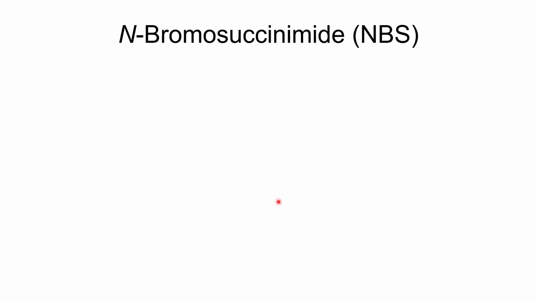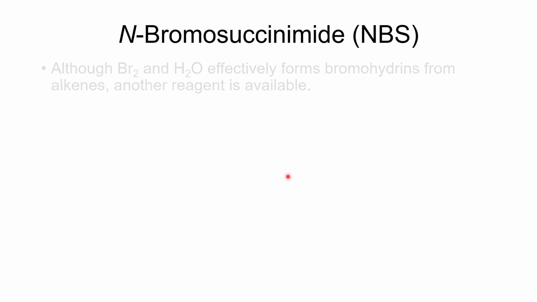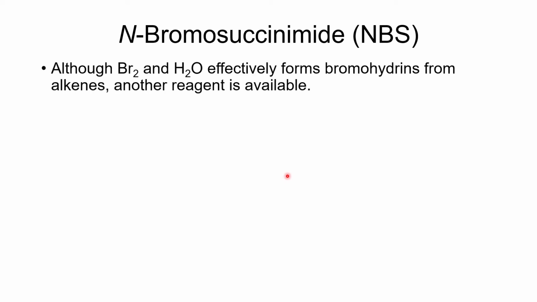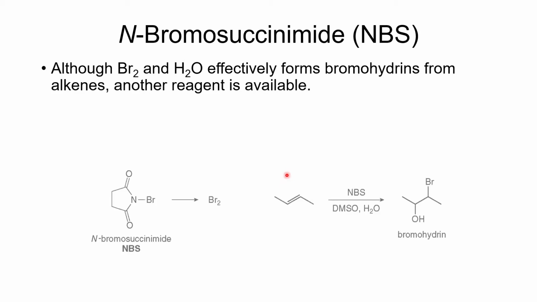Sometimes what we can use is N-bromosuccinimide, all right? And it is an effective substitute for using bromine in water. Instead, you can use the N-bromosuccinimide with DMSO, which is a polar aprotic solvent that we've talked about before. But then we have a bunch of the polar protic solvent water in there to do the reaction as the nucleophile. What the N-bromosuccinimide does is it generates Br2 inside the reaction.